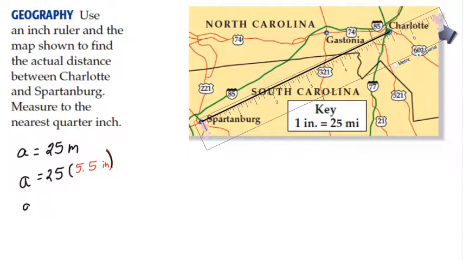So we end up getting A equal to 25 times 5.5 gives us a total of 137.5, and our units should be miles.